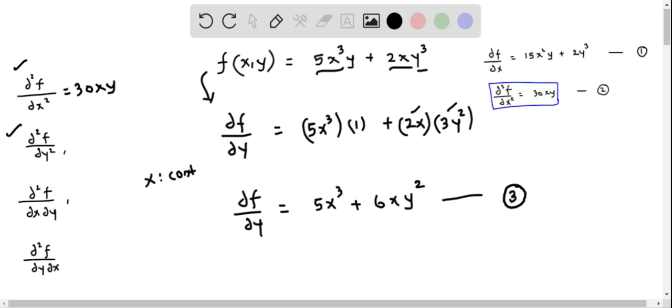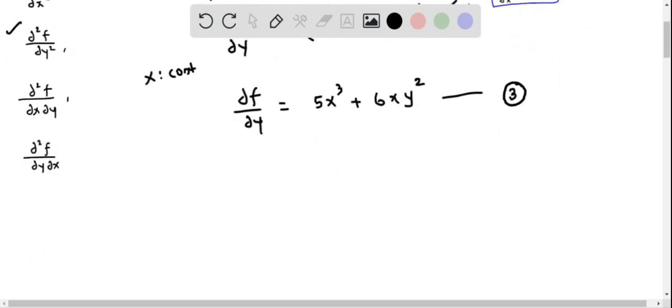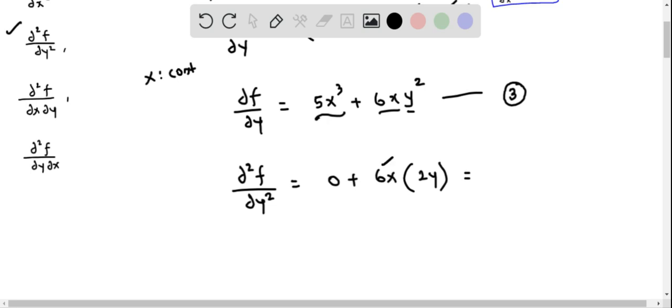Now we differentiate equation number 3 partially with respect to y, so that we get the second order partial derivative of f with respect to y. And so I write the second partial derivative of f with respect to y, and this equals, here we should consider x as constant. So when we differentiate 5x cubed partially with respect to y, this is constant, so it becomes 0. And then for the next term, the 6x will be a constant, and we find the derivative of only the y squared, which is 2y. And so this simplifies to 6 times 2 is 12. It is 12xy. So we see that the second partial derivative of f with respect to y equals 12xy. Let's say this is equation number 4.